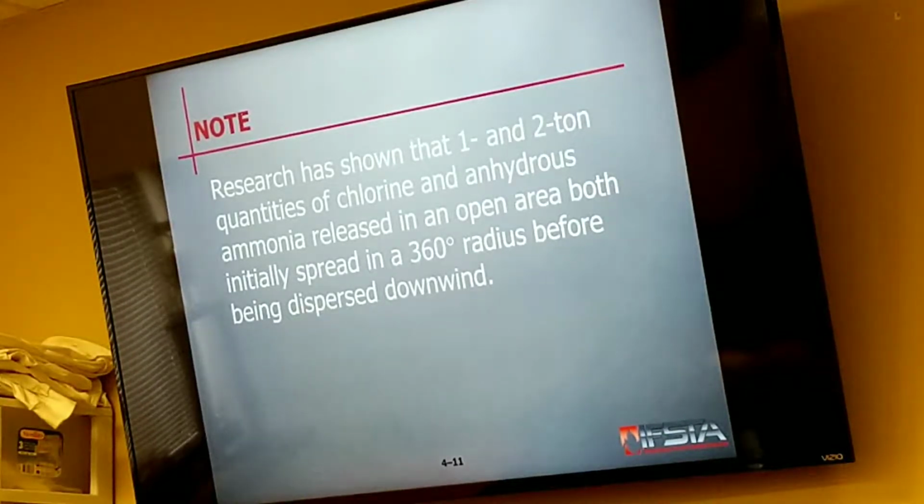This just shows that we could take like a 1 or 2 ton quantity of chlorine or anhydrous and release it in an open area, and it expands 360 degrees. Okay? And that's before the wind does something with it. So we're gonna have that 360, then we're gonna have the wind that's gonna take it one way or the other, so. Just remember, when we start putting out our zones, we gotta allow for the wind.